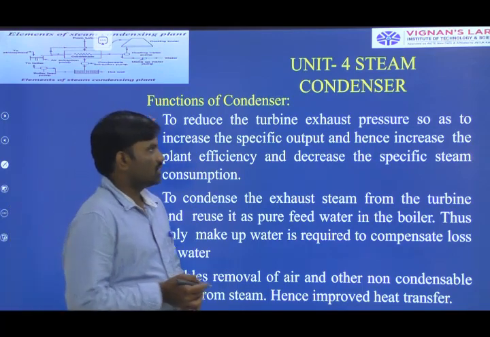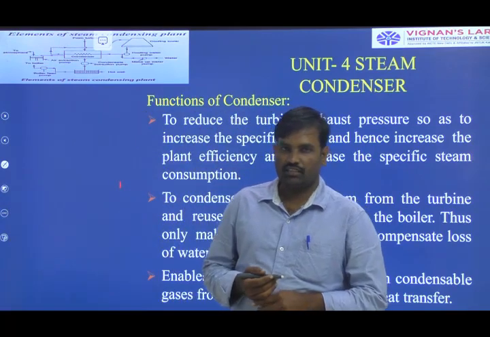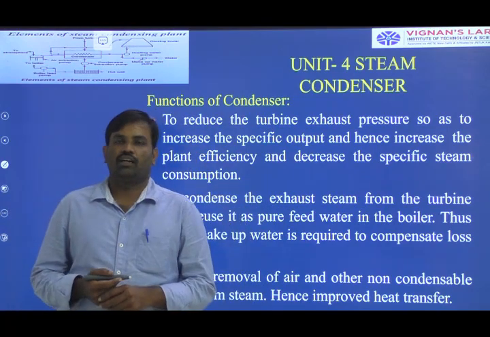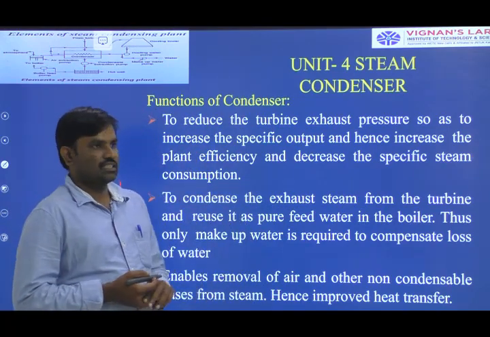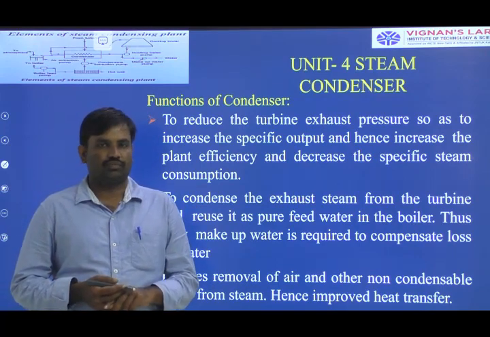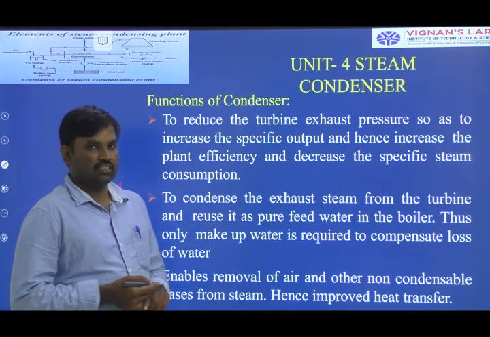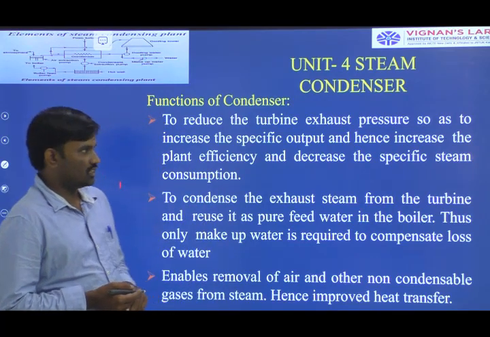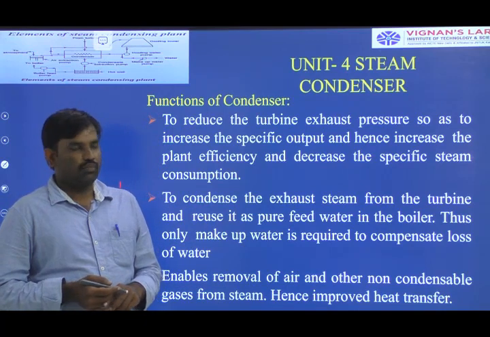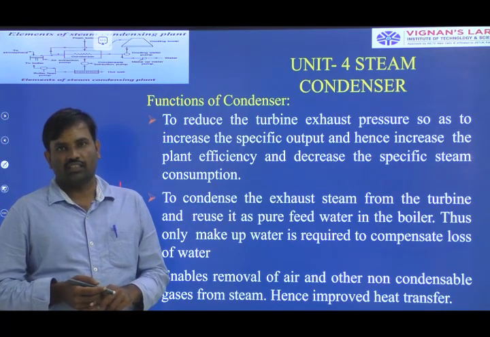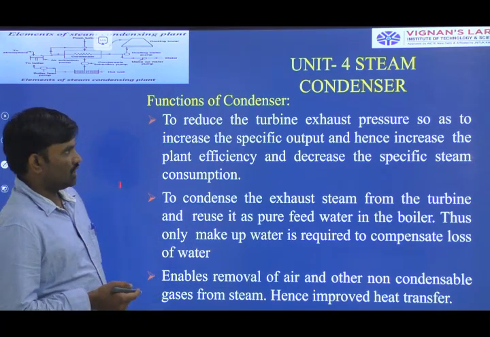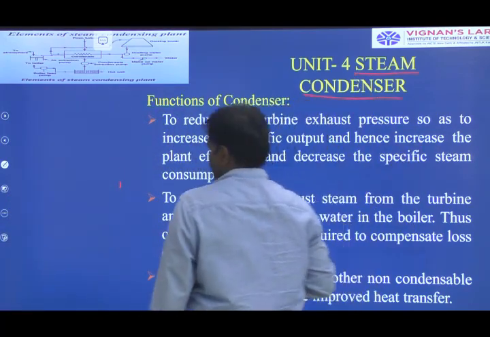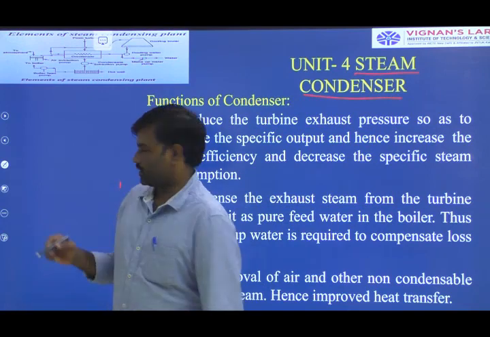Previously we discussed 3 units. In the first unit, we discussed the operating cycle of the steam power plant, in the second unit we discussed the steam boilers, and in the third unit we discussed steam nozzles and steam turbines. Later the steam flows from the steam turbine to the next device, that is the steam condenser. In the steam condenser, we have to condense the exhaust steam from the steam turbine.